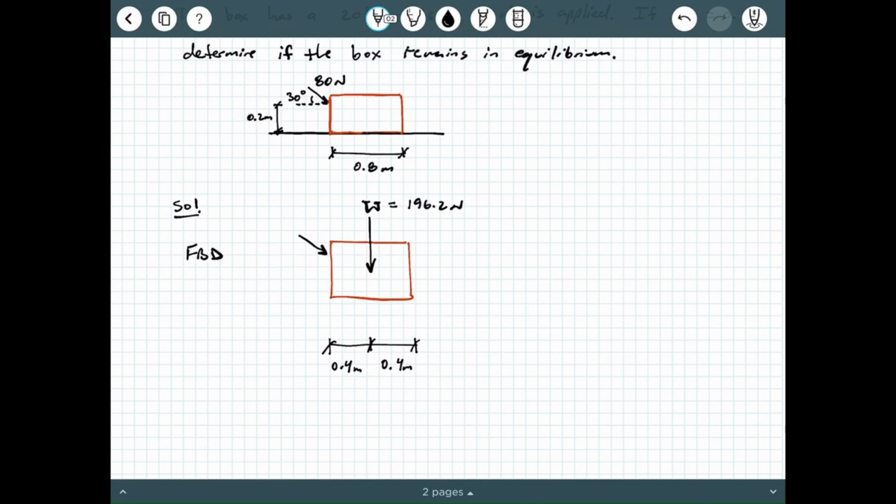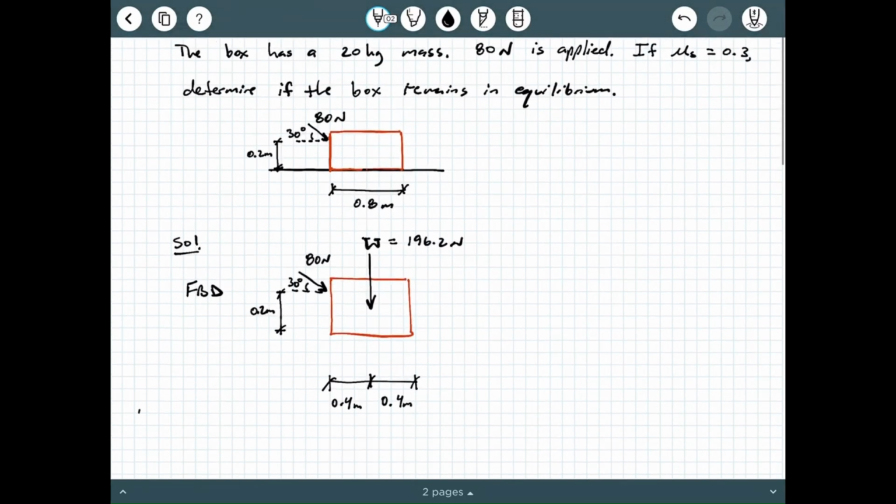So the next thing we're going to draw on our free body diagram is our applied force, which is right here, and that's 80 newtons. And that's acting at a 30-degree angle and a height of 0.2 meters. This definitely does not look to scale, but that's okay.